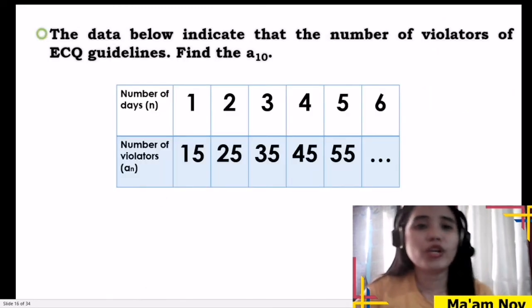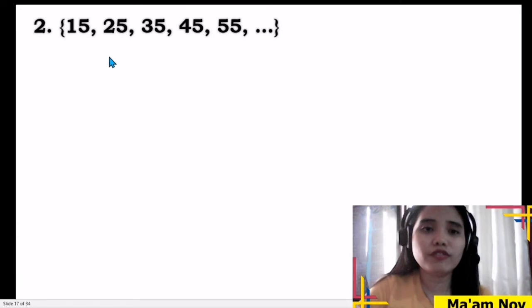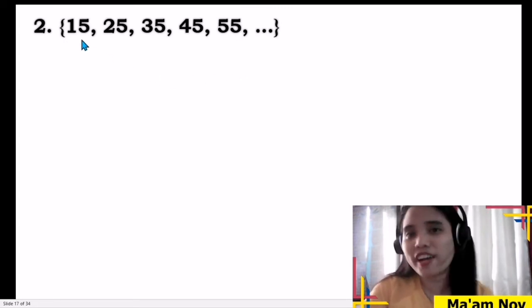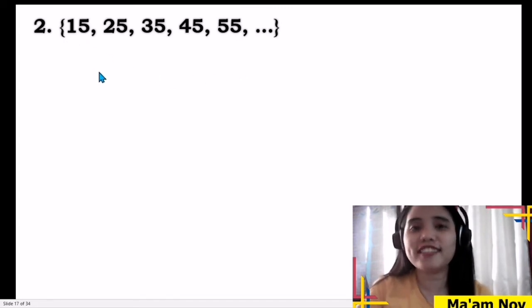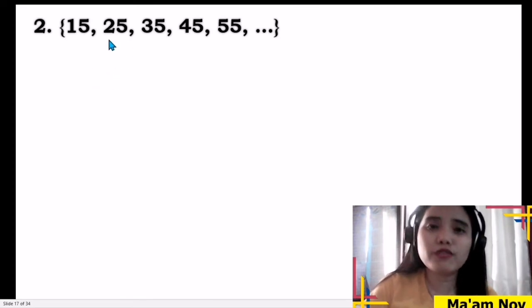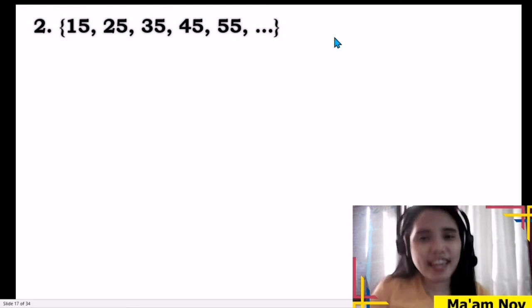Next, the data below indicate the number of violators of ECQ guidelines. Okay, so find the 10th term. So we will find the A sub 10. So we have 15, 25, 35, 45, 55. First, what is our first term? 15, that's right. What is our common difference? 10. Saan galing ang 10? 25 minus 15 is 10. 35 minus 25 is 10, and so on. So, ang common difference is 10.